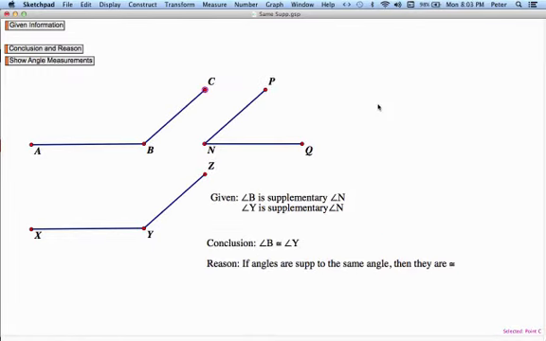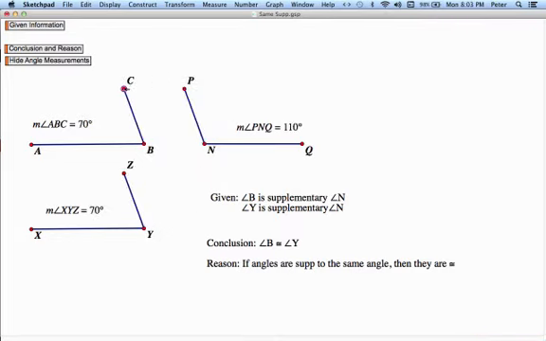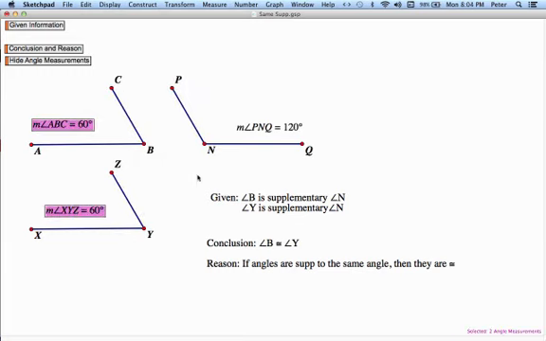The proof of this is pretty easy. Let's take a look at the angle measurements. There we go. You can see that angle B and angle N are indeed supplementary. That takes care of our first given. And you can see that angle Y and angle N are supplementary. That takes care of the second given. Well, no matter how we manipulate the measure of these angles, angle ABC and angle XYZ remain congruent because they both have to be the measure that will be supplementary to angle N.